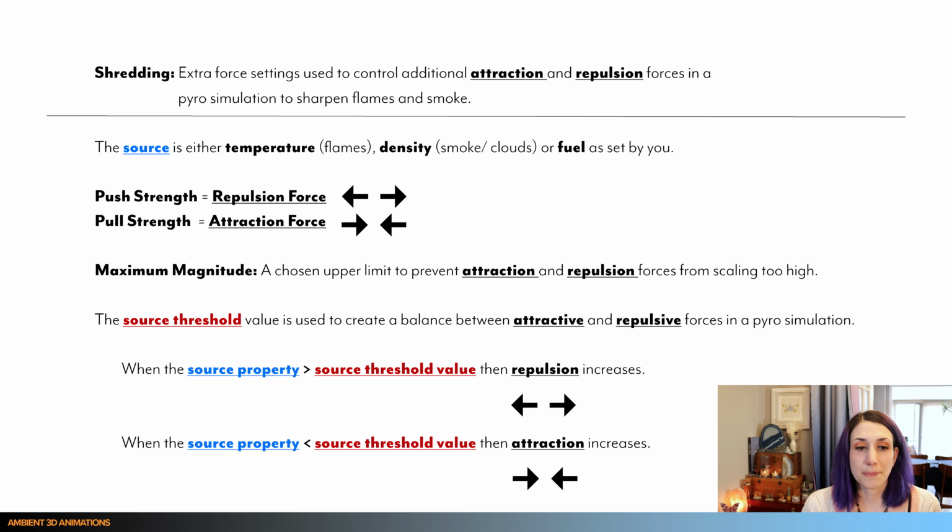Your maximum magnitude is an upper limit you can choose to prevent your attraction or repulsion forces from scaling to too high of a number that just doesn't look right to you. So those are good to be aware of. There's another hidden option here in these settings. So let's talk about those a little bit.